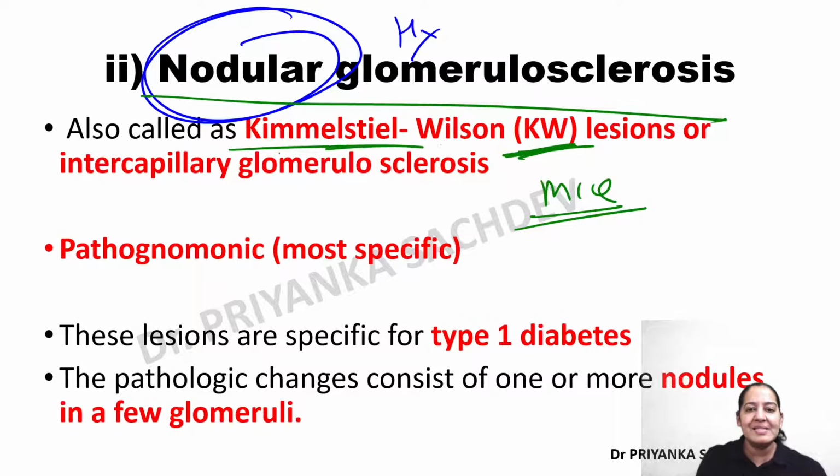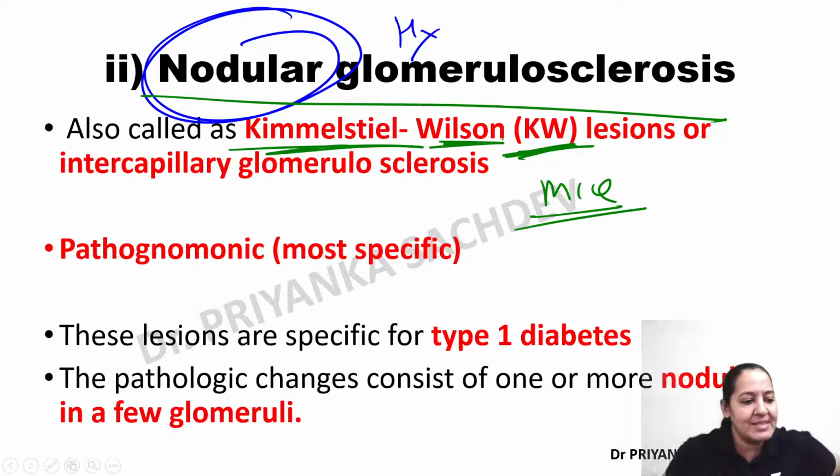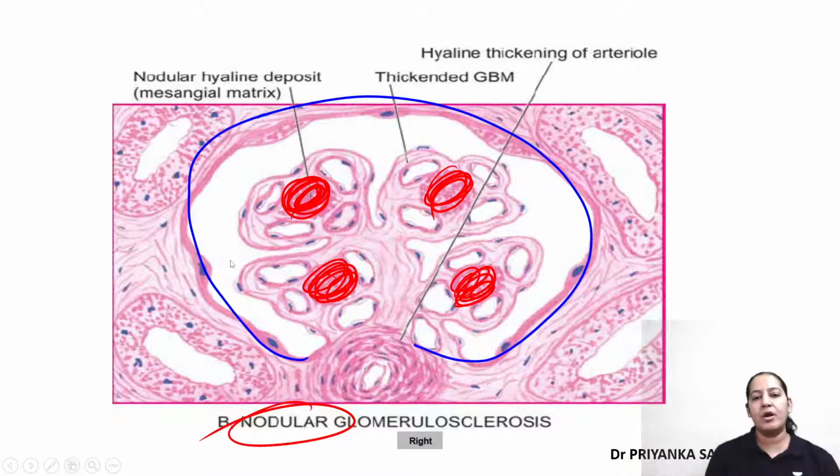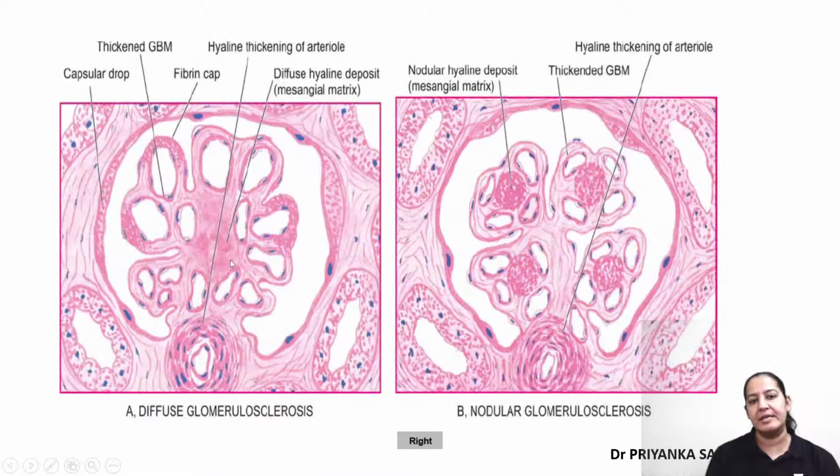It is known as Kimmelstiel-Wilson kidney, KW kidney, and it is the most specific or pathognomonic feature. So compare the two. Have I done the comparison? Yes. Can you compare the two types of glomerulosclerosis in diabetes? Please do the comparison. Everyone here, everyone.